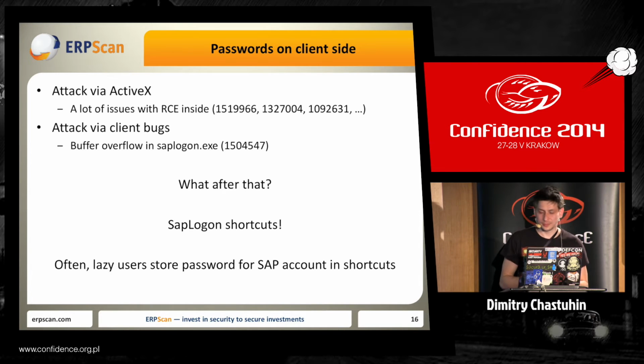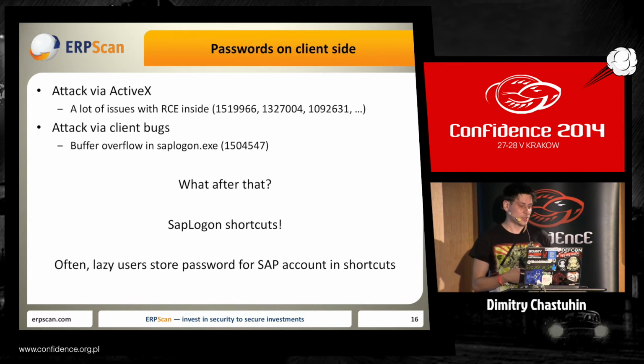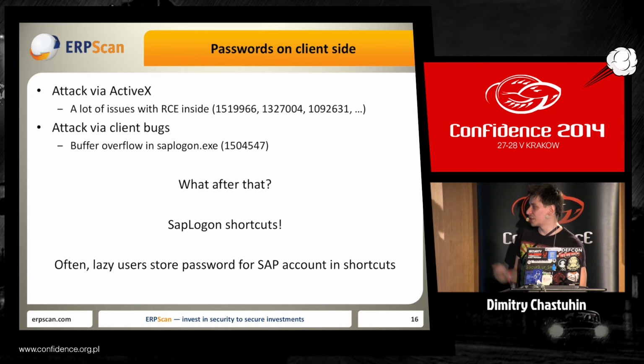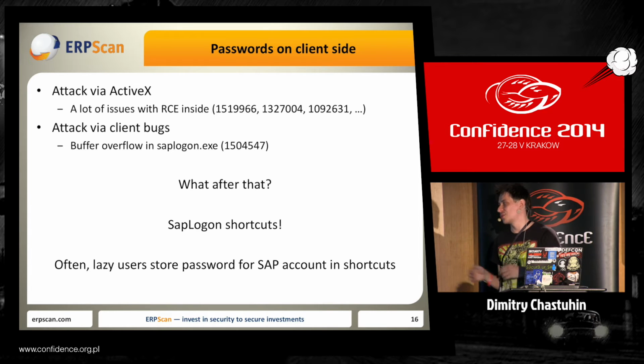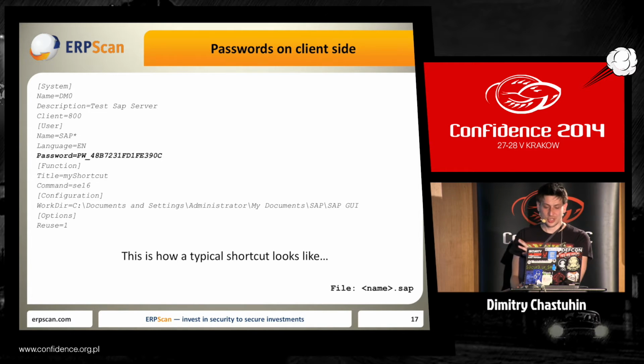And also it's possible to attack the client through some software vulnerabilities like a buffer overflow in SAP Logon, for example. And what after that? Of course, first of all, try to find SAP Logon shortcuts. Often lazy users store the password for the SAP account in shortcuts. That's how a shortcut looks like. It's just a TXT file with some parameters, and one of them is a password string.